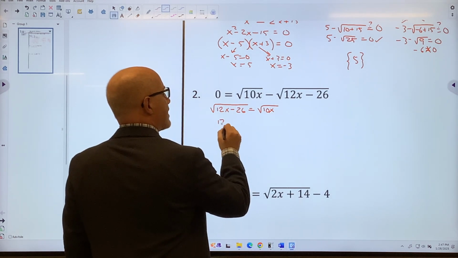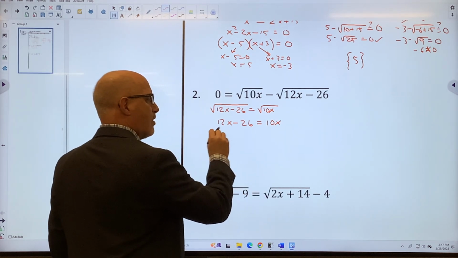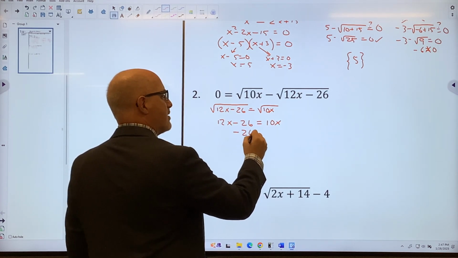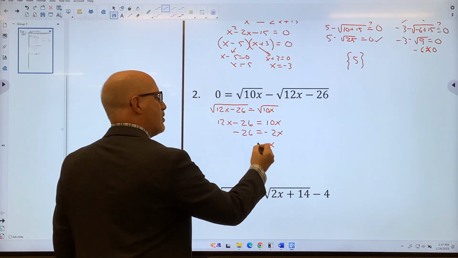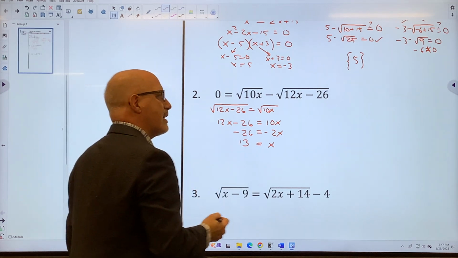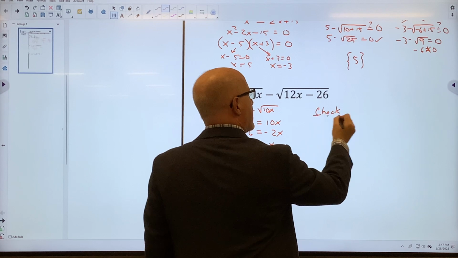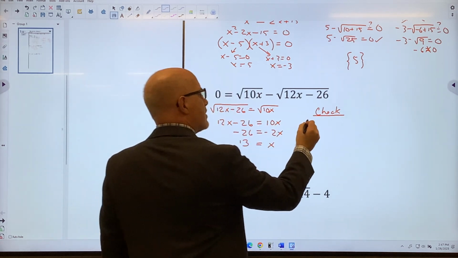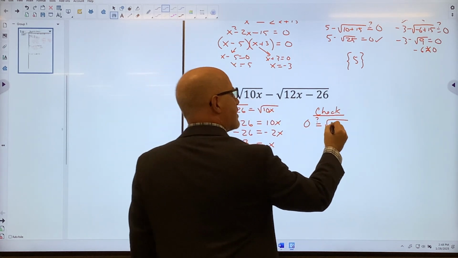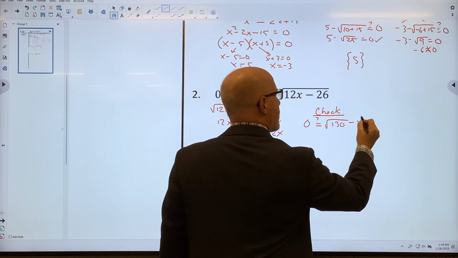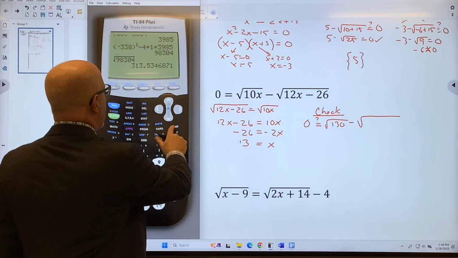So you're going to have 12x minus 26 equal to 10x. You go ahead and solve by subtracting 12x from both sides. You get negative 26 equals negative 2x. Divide by negative 2 and you get x equal to 13. I'm going to go ahead and put that into a check to see if it's extraneous or if it's actually a solution. So does it equal the square root of 10 times 13, which is 130, minus the square root of 12 times 13? Let's go ahead and do that on our calculator.